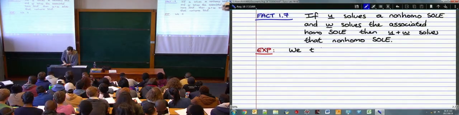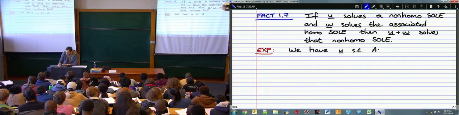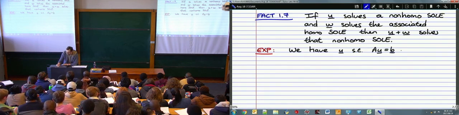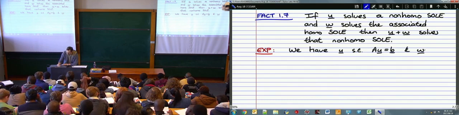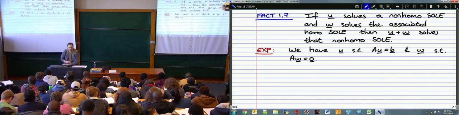So we write this down here, explanation. So we have U so that AU is equal to B, and W so that AW is equal to 0.